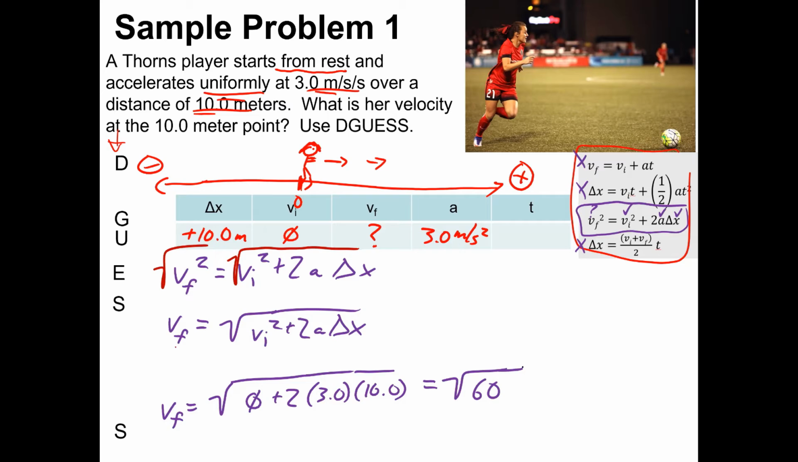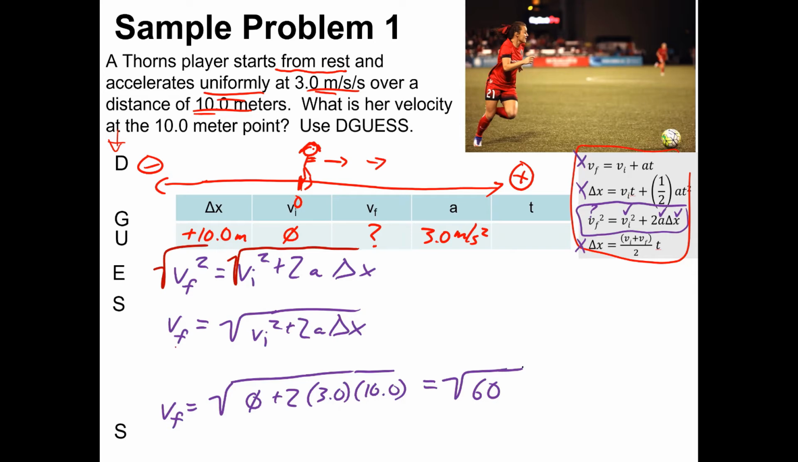So I know the square root of 64 is 8, and the square root of 49 is 7. So it's going to be somewhere between 7 and 8. It's probably going to be closer to 8 than 7. So it's probably going to be somewhere around 7.7 meters per second. That would be my guess.